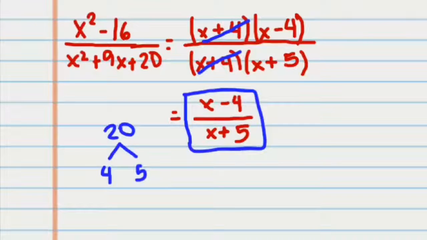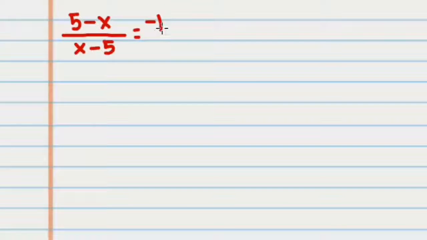But there's one more example I'm going to go over. 5 minus x all over x minus 5. These two look very similar, but they don't cancel immediately. Whenever you see a situation like this, factor out a negative 1. It could be from the numerator or denominator. I'm going to take it from the numerator. If I take negative 1 from this x, it will change to positive x.